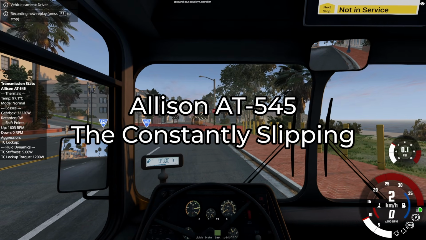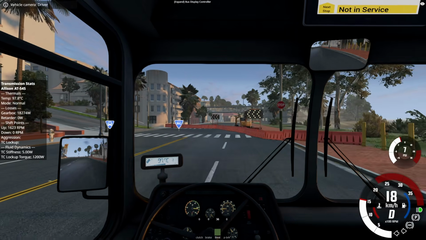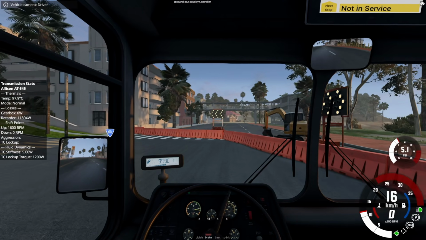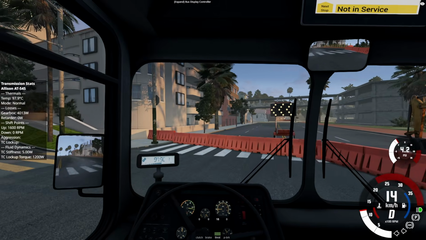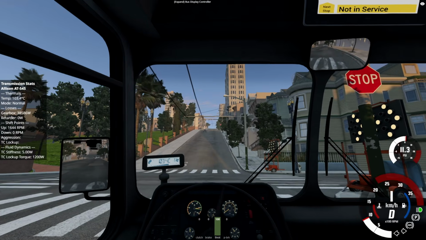The Allison AT545 is a completely different beast. Unlike the Voith or the newer ZFs, it has no lockup clutch and no electronic brain to trigger a limp mode. It is always slipping 100% of the time. It relies entirely on airspeed.